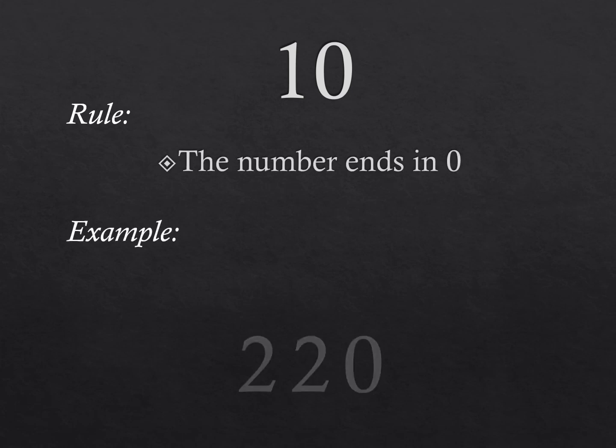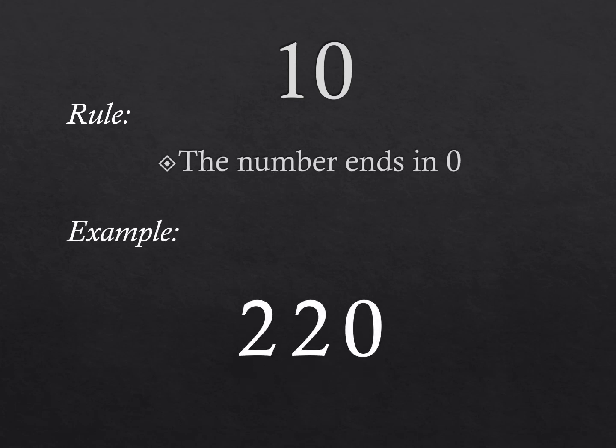The last one, that is the divisibility test rule for 10. Here the number should end with a 0. For example, if I have got 220, you know it is ending with a 0, it means it is divisible by 10. So this is it.